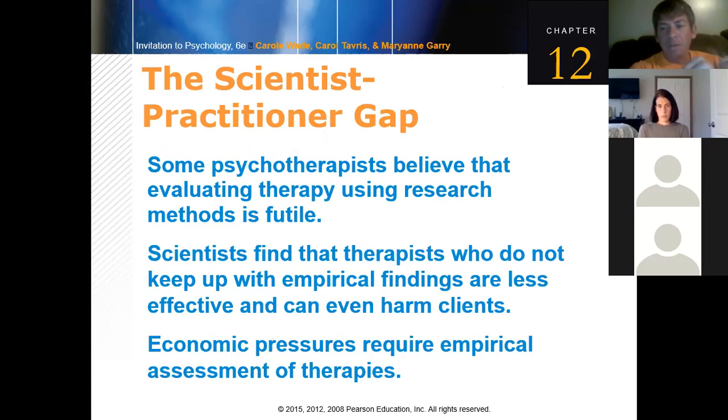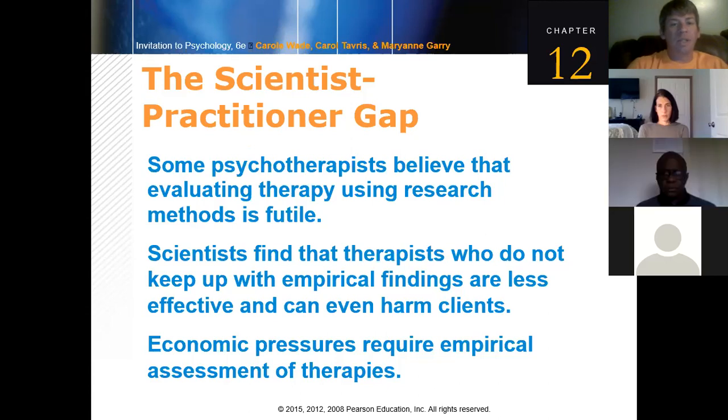So there's this gap between science, between what's studied and researched, and what these clinicians are actually practicing. Some psychotherapists believe that evaluating therapy using research methods is futile. They think that it's a waste of time and that you can't really statistically say that this is or is not effective. But we know that scientists find that therapists who do not keep up with empirical findings are less effective and can even harm clients. So there are some economic pressures that require empirical assessment of therapies.